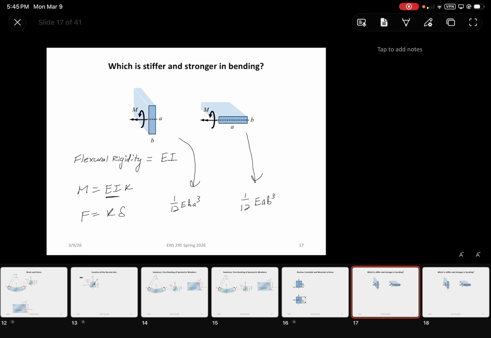Right? So the stiffness is not only dependent on the cross-sectional property, but it's also dependent on the material property as well. So if the left-hand side was made out of wood and the right-hand side was made out of steel, you can't exactly just say that the one on the left-hand side is stiffer. You would need to figure out mathematically which one is stiffer by understanding the material properties and the cross-sectional properties.